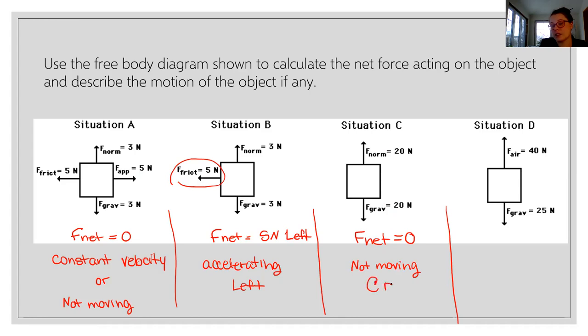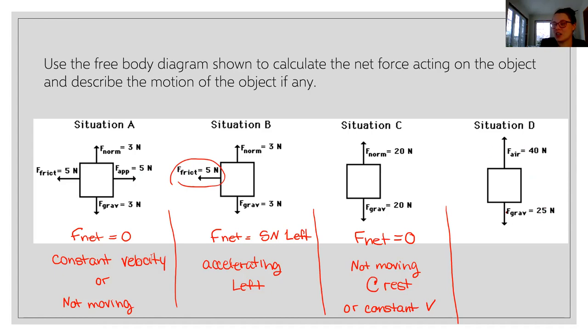Let's say it's at rest. Okay? It could also be at a constant velocity. You could argue constant velocity. We'll put that in just to cover all the bases. And then for the very last one, we have air resistance, 40 newtons up, gravity, 20 newtons down.